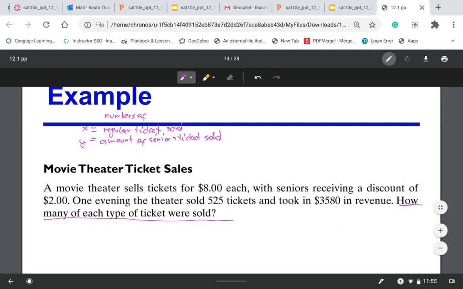Now let's gather the information. We know that regular tickets sell for $8, so $8 is the price per one regular ticket. How much do they sell senior tickets for? Seniors receive a discount of $2, so that means $6 is the price per one senior ticket.